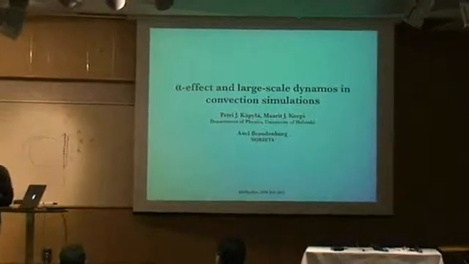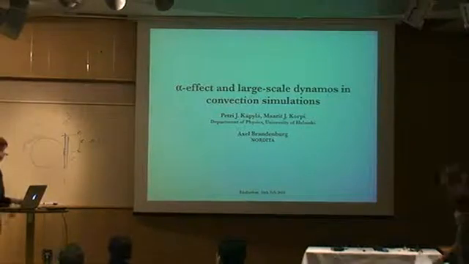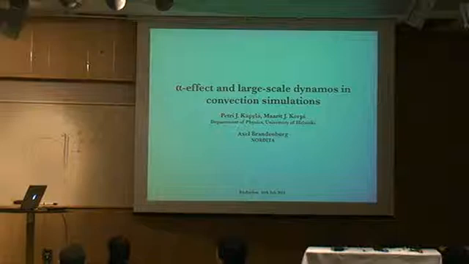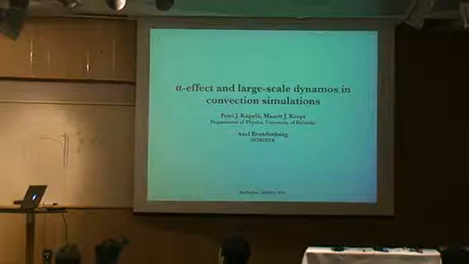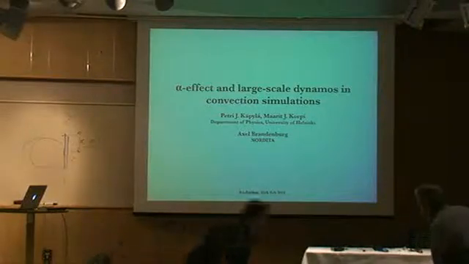So, this is a project done with Maarit and Axel during the last, say, 3 years. And this is mainly convection in Cartesian coordinates, in very simple systems. What we are particularly interested in is large-scale dynamos, i.e. dynamos that produce magnetic fields whose length scale is larger than that of the convection itself.